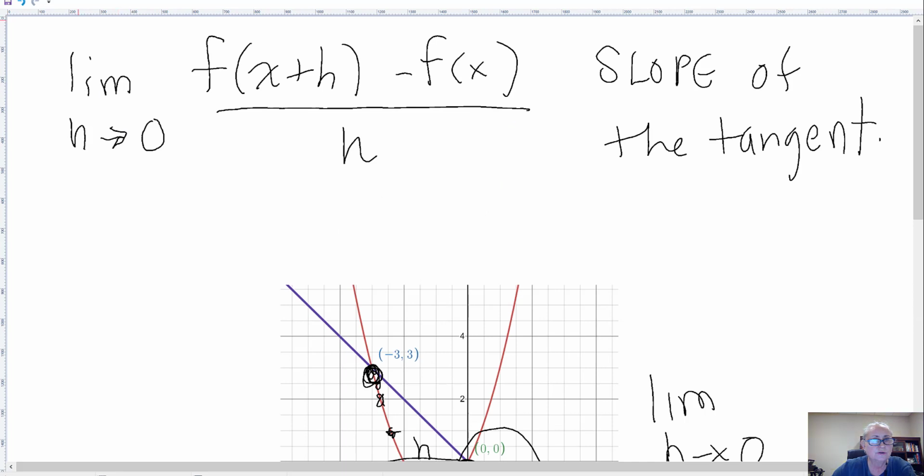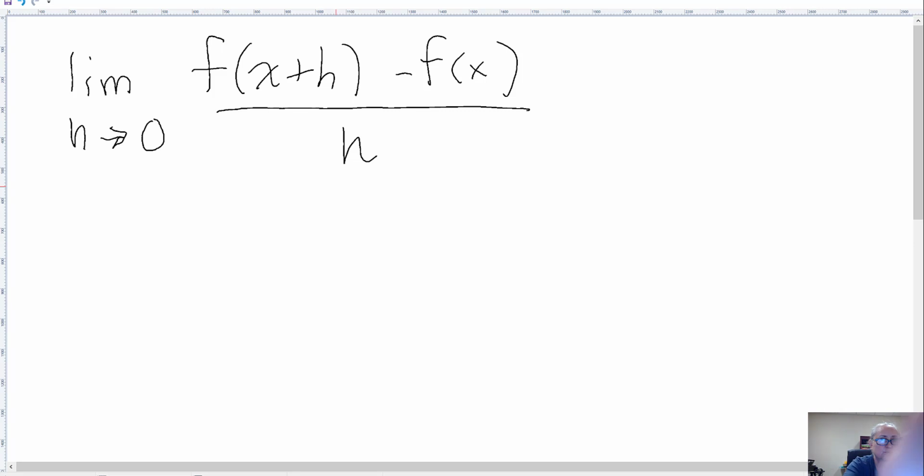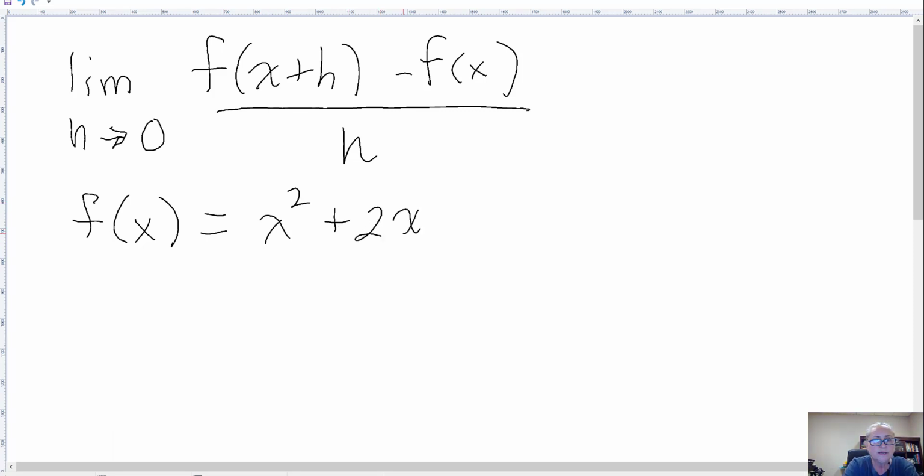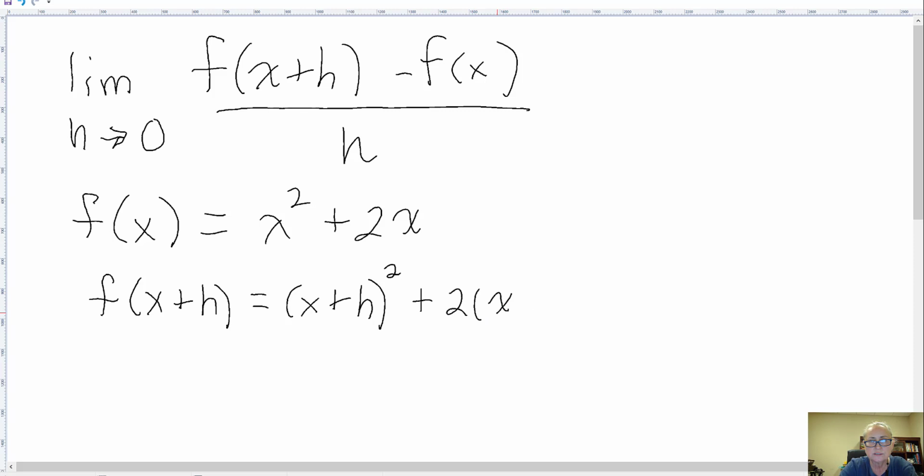All right, so let's do that for our function that we had. Our function was f of x equals x squared plus 2x. Now what we have to do is f of x plus h. Okay, so that's going to be x plus h squared plus 2 times x plus h.